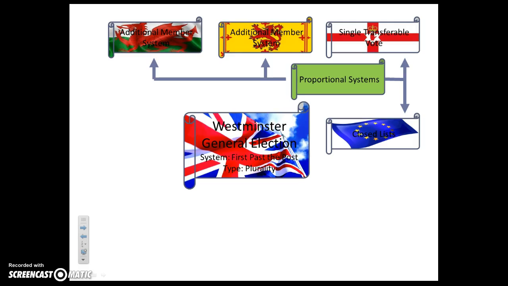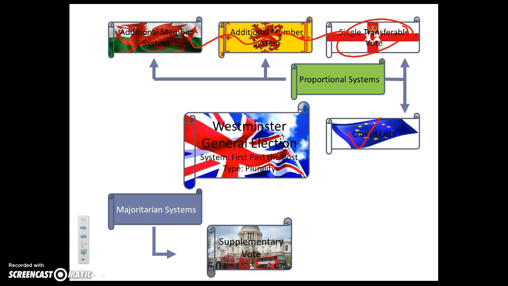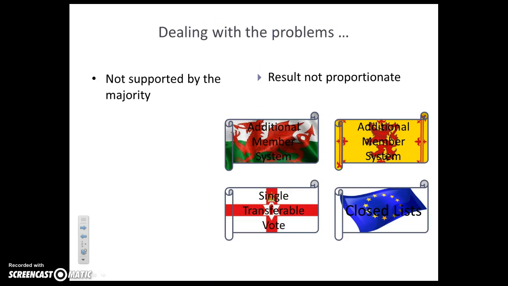So we have to this point looked at proportional systems that are designed to deliver an outcome that reflects the input, and we looked at the AMS, and we looked at the single transferable vote, and we looked at closed list. Well, now we're going to look at majoritarian systems. And obviously the supplementary vote is the one that we have used in the UK. So we know that the result is not proportionate. The first past the post result is not proportionate, and so we use these ones here to deliver a proportional outcome. We also know that more people voted against the winner than voted for the winner.